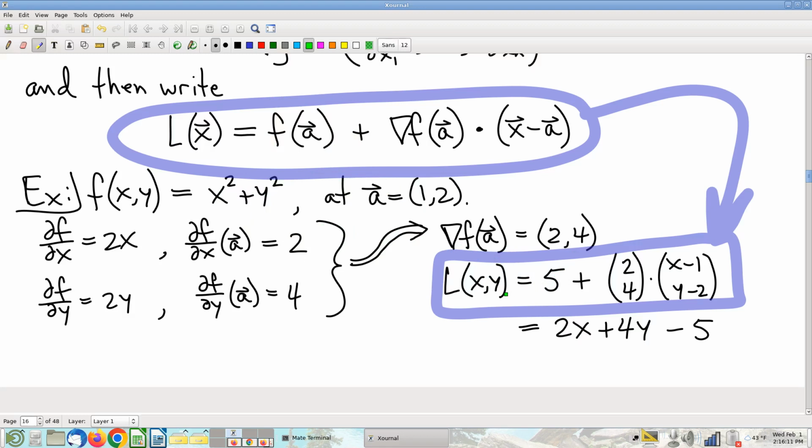Okay, let's see here. Oh, real quick while we're here, x minus a, well, x has coordinates x comma y, and a has coordinates 1 comma 2. So x minus a is easy to write down. Yeah, everybody see what happened there?